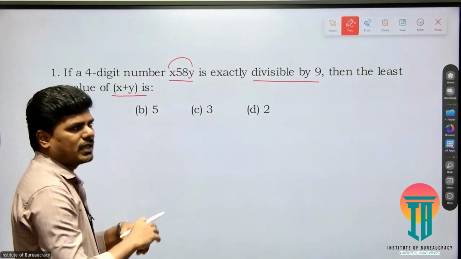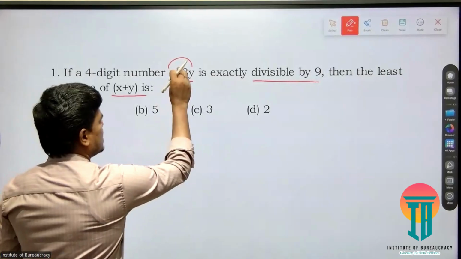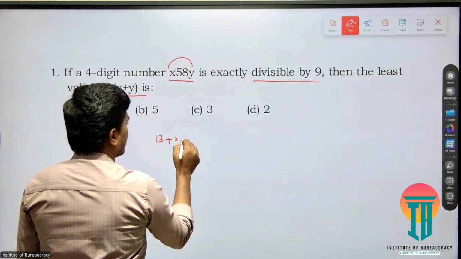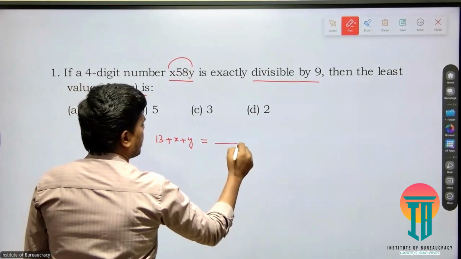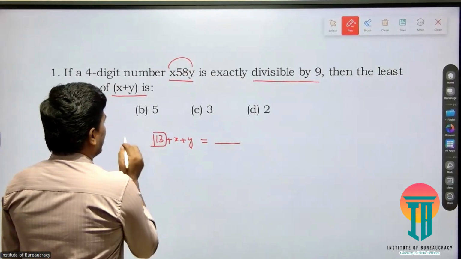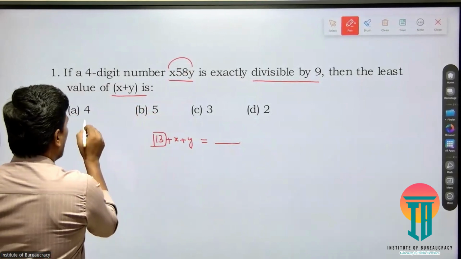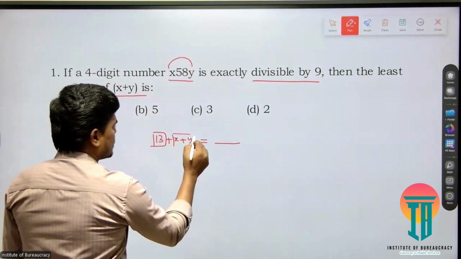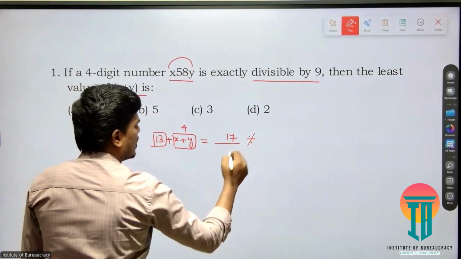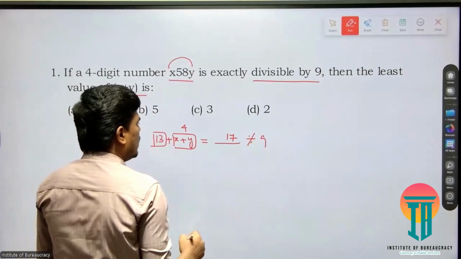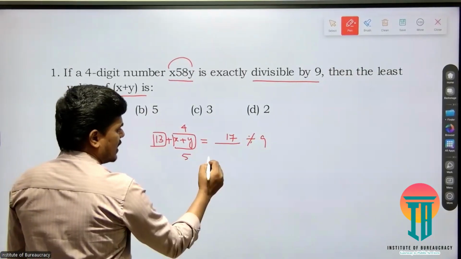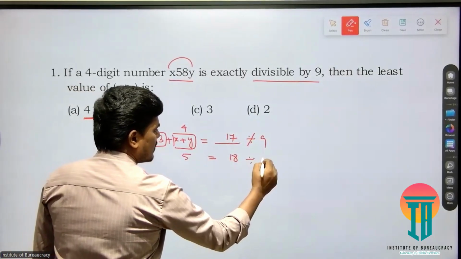It's very simple. I'm going to apply the divisibility test for 9 again. If you add the digits, 5 plus 8 is 13, plus x plus y. So the answer should be a multiple of 9. So 13 we have. Now let's go with the options. If we take 4 in the place of x plus y, it is going to be 17. Definitely 17 is not divisible by 9. Now let's take x plus y as 5. 13 plus 5 is going to be 18. 18 is divisible by 9.